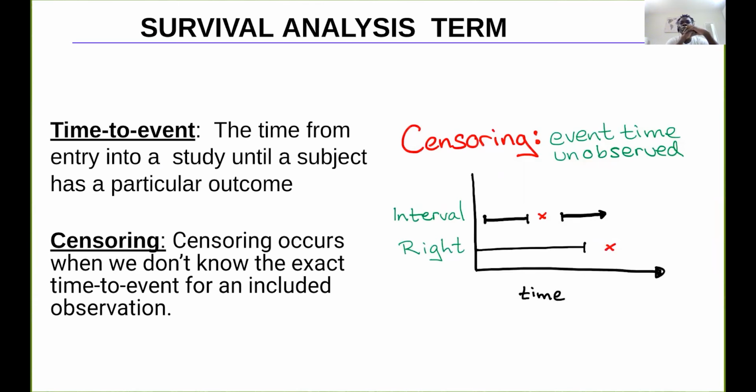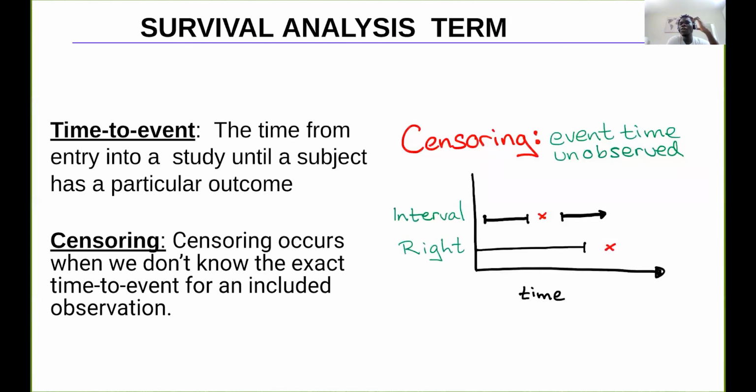Let's say we take a group of individuals for study from 2014 to let's say 2020 and the outcome is death. So let's say we just want to study the time it takes for them to survive or not to survive. So 2014 will be the time they enter the study. Then we know 2020 is when we end the study. Then censoring occurs when we don't know the exact time to event for an included observation. So censoring is actually a problem in data.